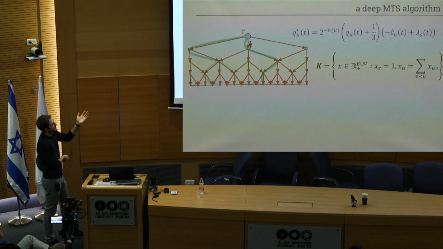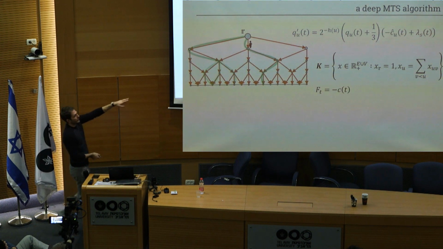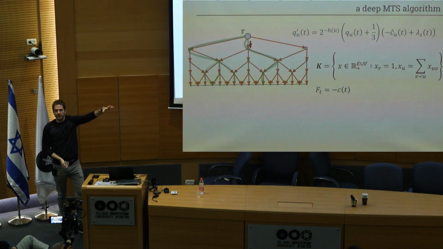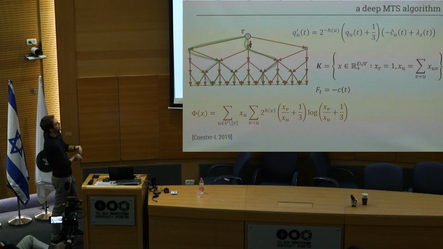So let me just tell you, the convex body here is just the set of all unit flows from the root r to the leaves. The vector field is just minus the cost function at every point. So it's a natural thing. Cost is bad, so I want to move in the direction of minus the cost function.